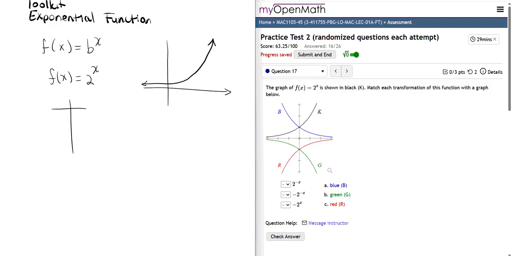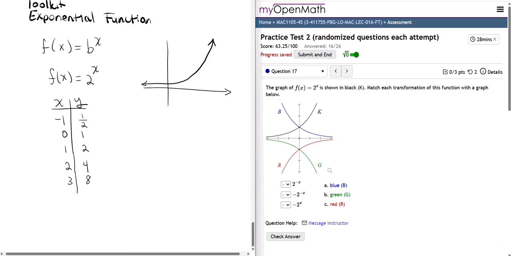And you might want to make a set of x comma y's. And we'll go from, let's say, -1, we'll do 0, we'll do 1, we'll do 2. And so if you put in 2 to the power of -1, you would get 1/2. If you put in 2 to the power of 0, you get 1. 2 to the power of 1 would give you 2. 2 to the power of 2 would give you 4. 2 to the power of 3 would give you 8. So that gives you a baseline for where these things are falling.